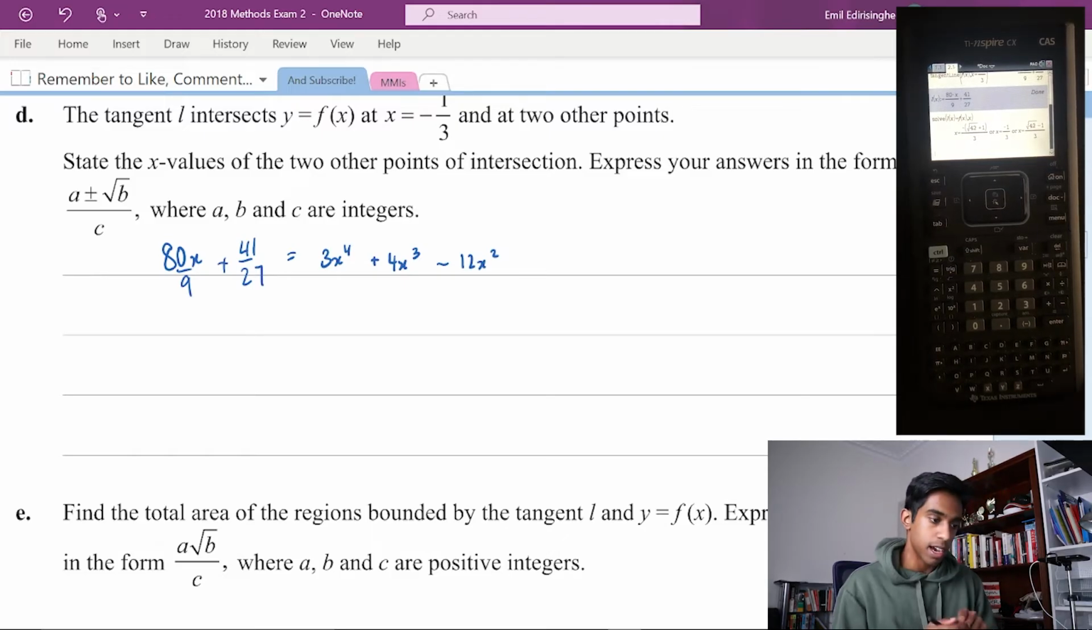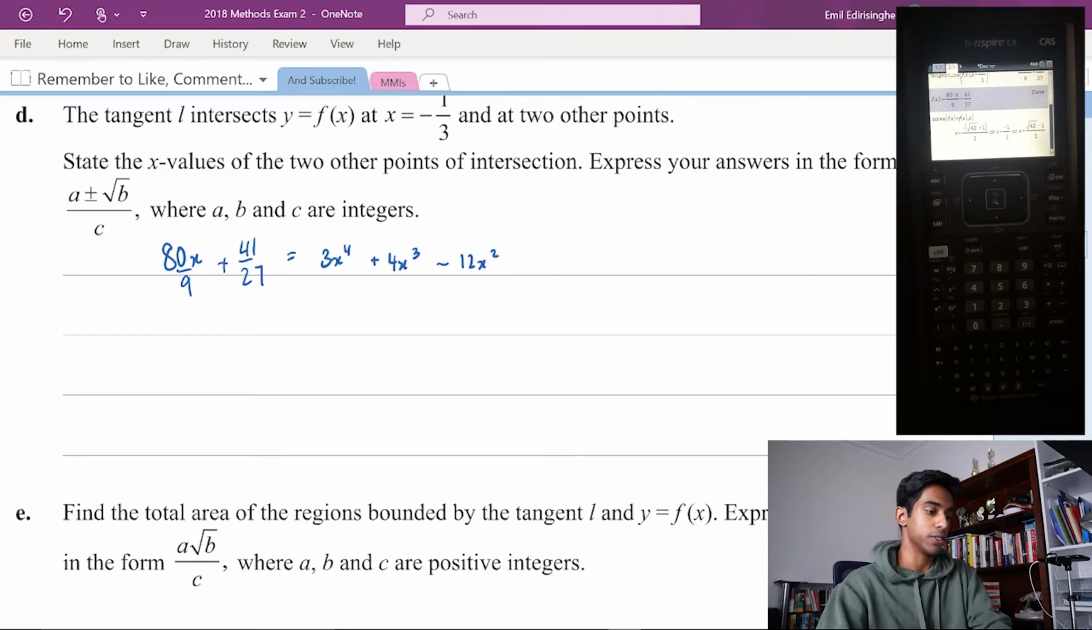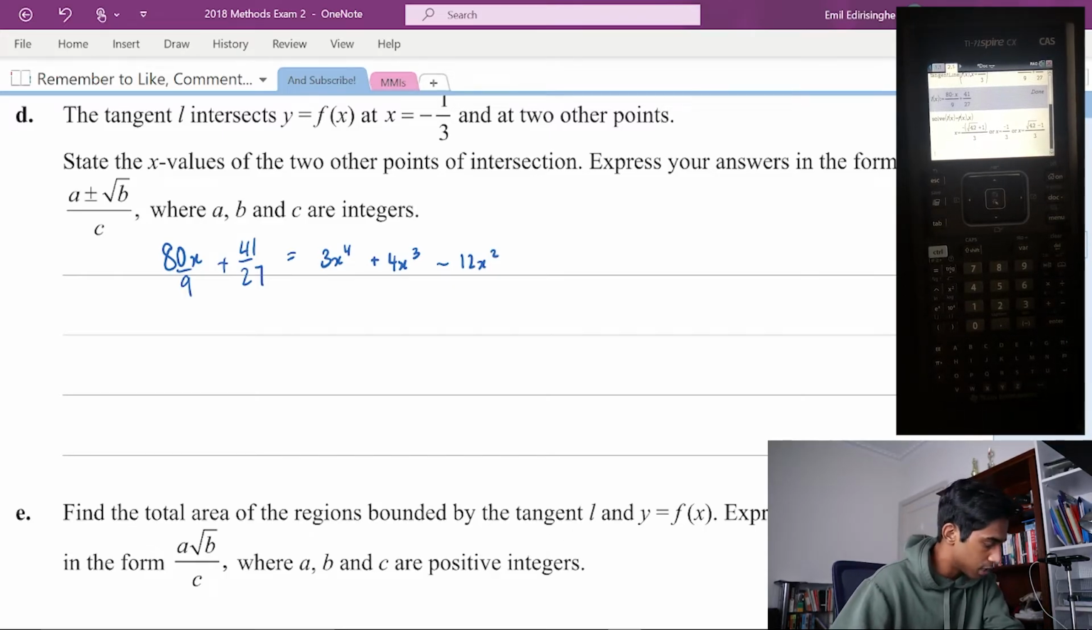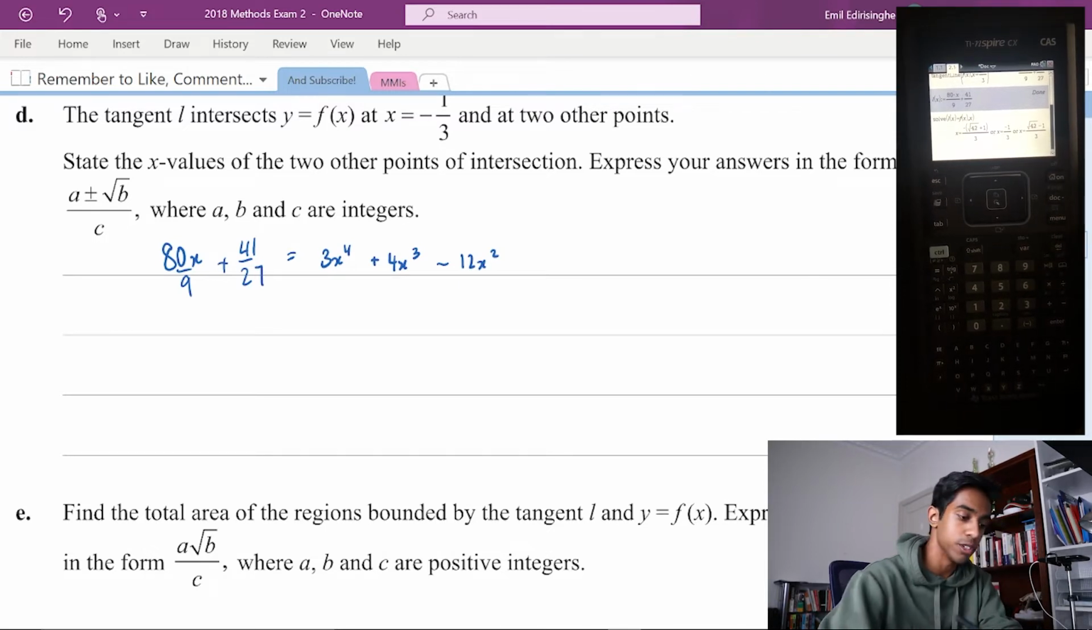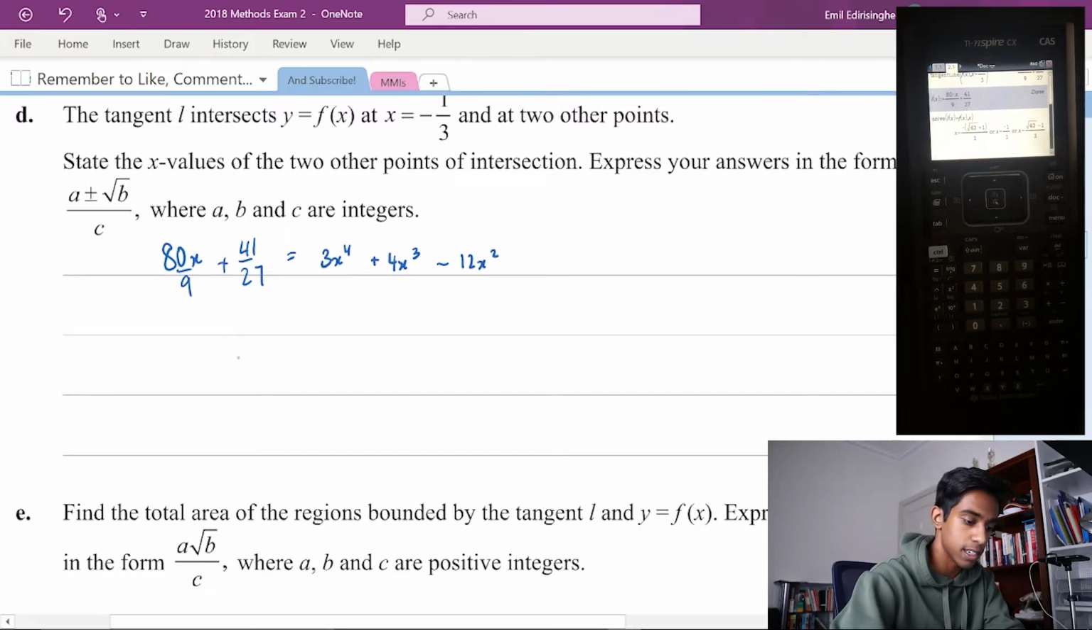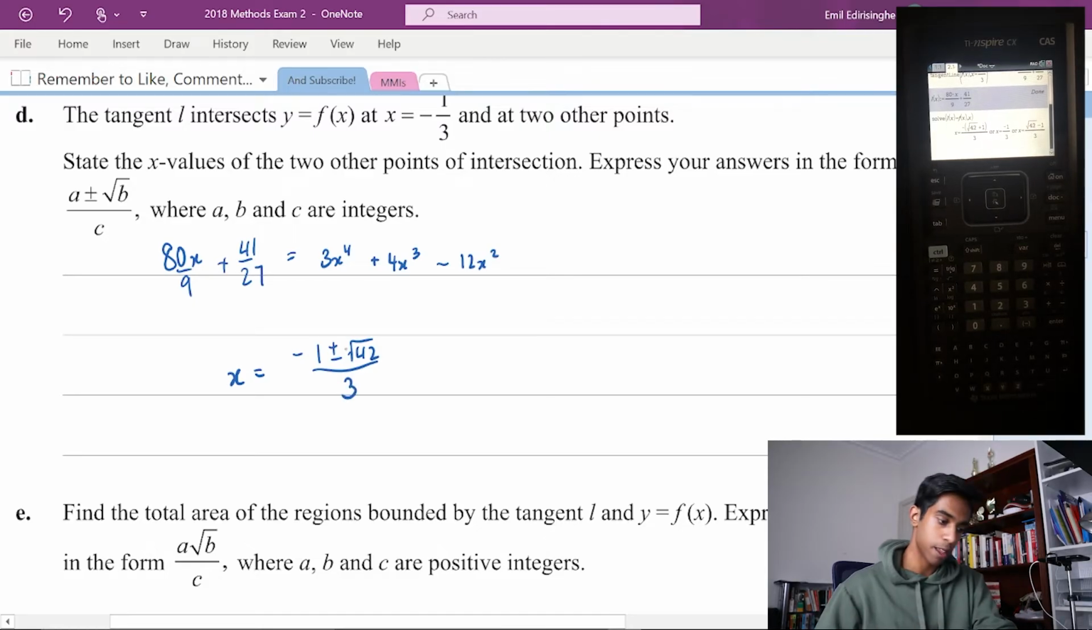So they asked us for the answers in the form a plus or minus root b. So now what we can do is we can expand this, and we know that root b is going to be root 42, c is going to be 3, and then therefore we have -1 just from expanding those brackets. So state the x values of the two other points of intersection. We get x is equal to -1 plus or minus root 42 on 3.